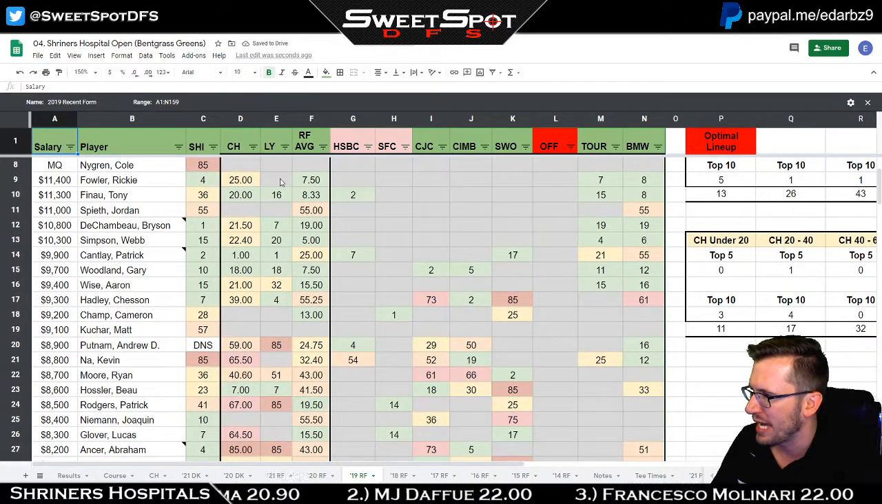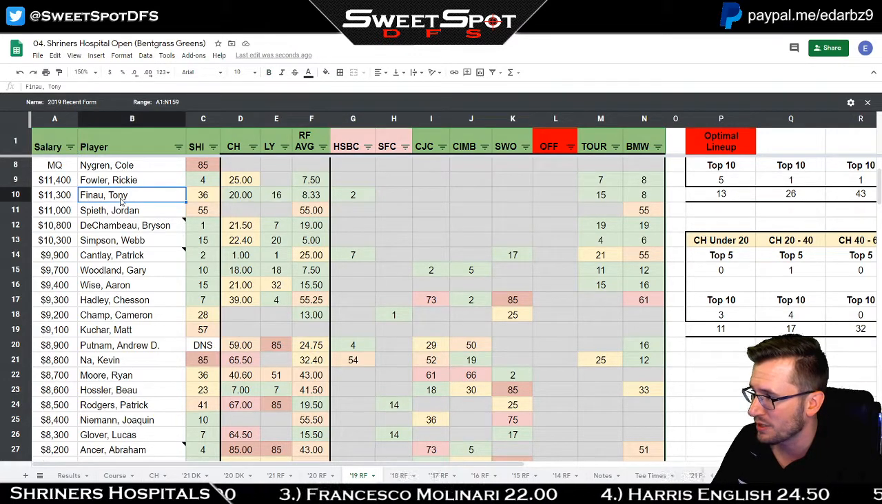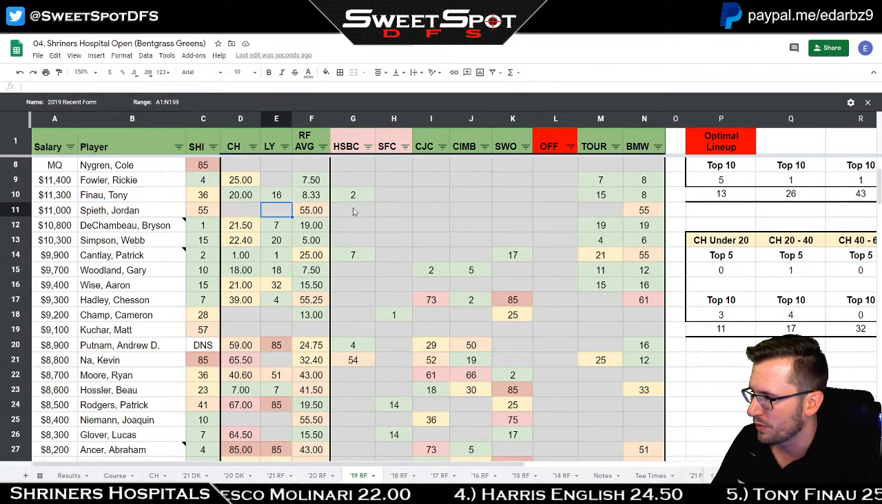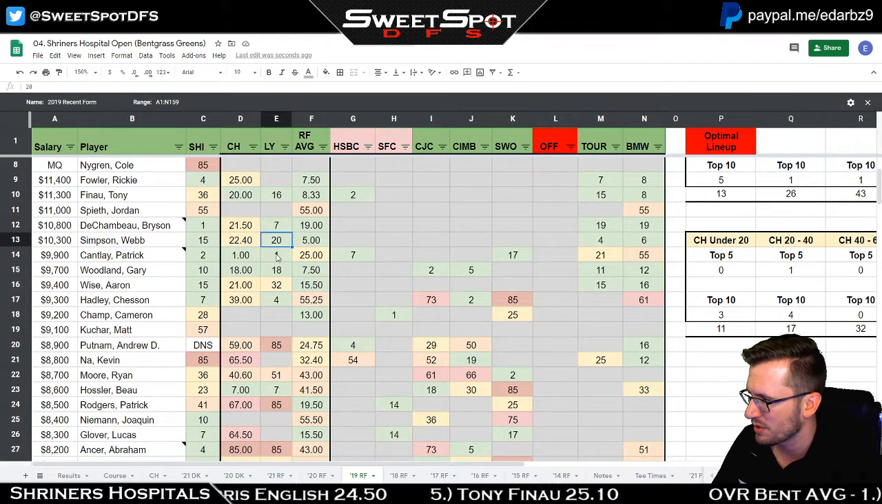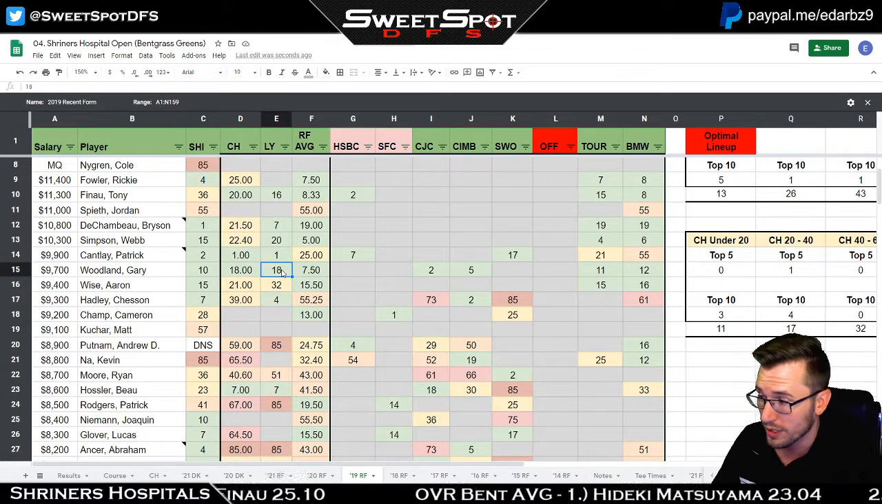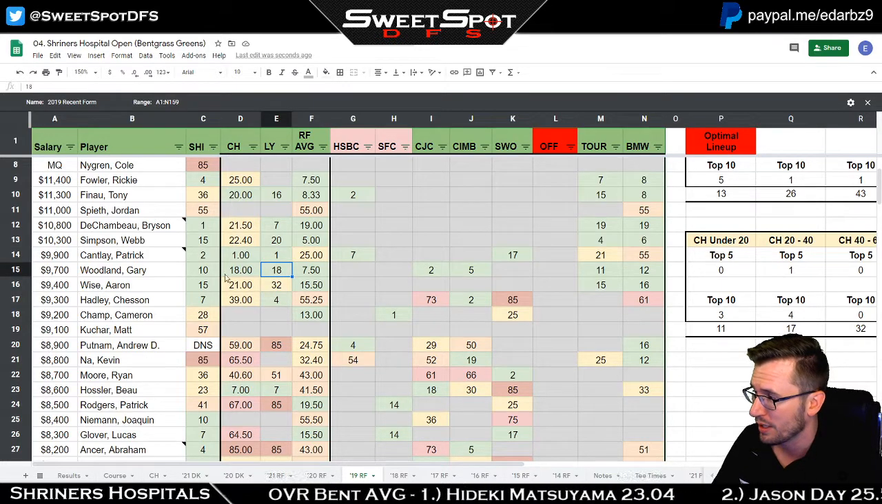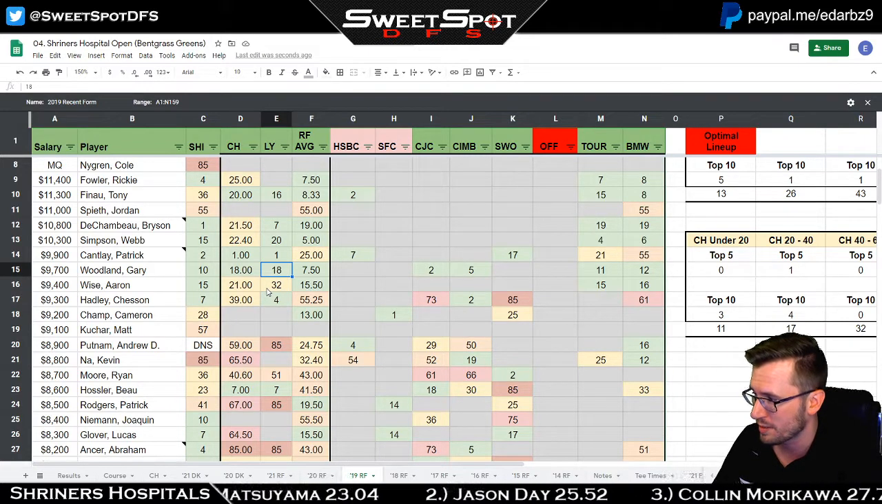So Ricky Fowler had not played. Tony Finau had a 16, so he would have been a last year 3. Jordan would have been a last year 1. Then we got a couple guys here. Simpson would have been last year 3. Cantlay last year 3. Finished 2nd. Obviously, you would want to play him. Woodland would have been a last year 3. Finished 10th, so he did get 10th, but I don't know if you'd want to play him.